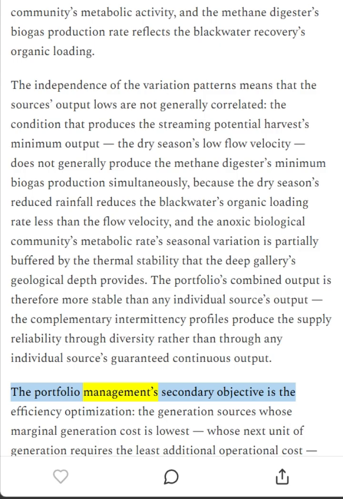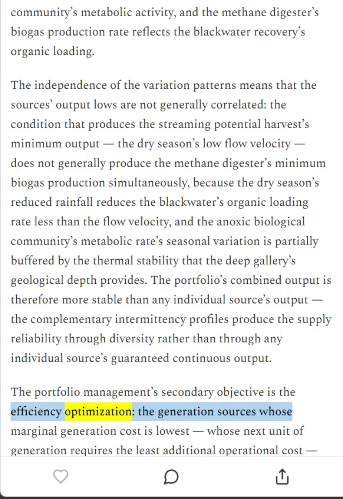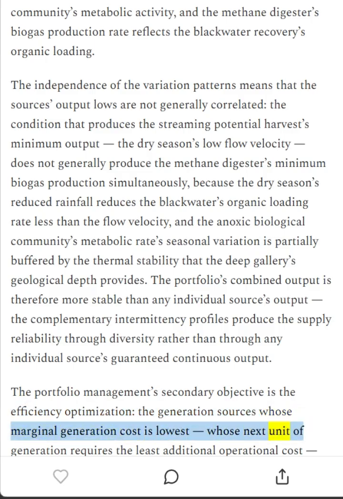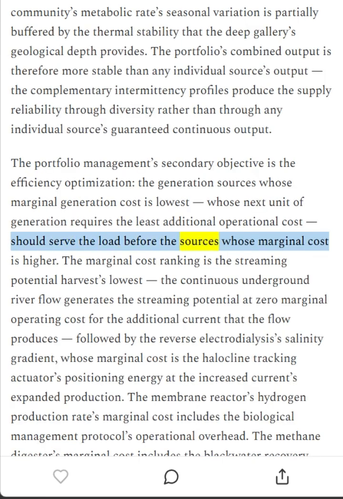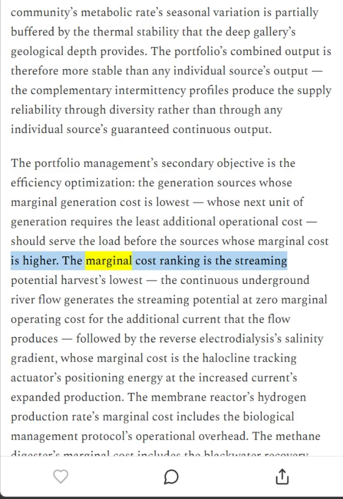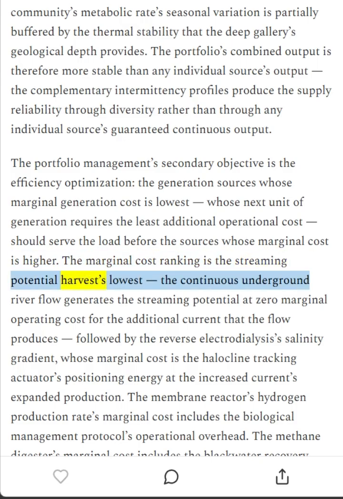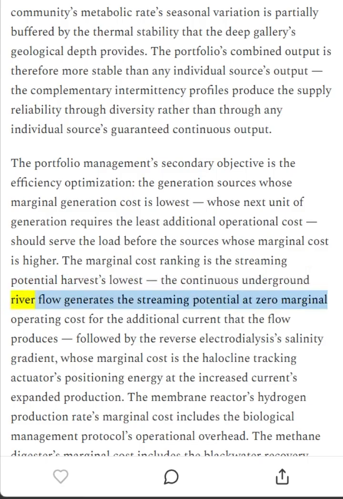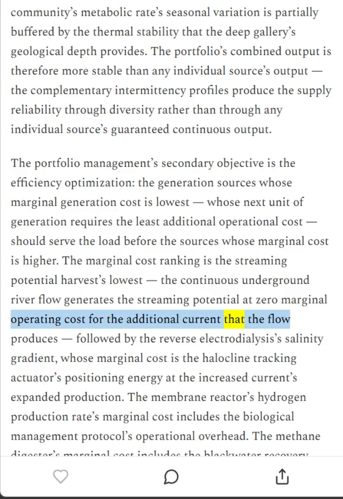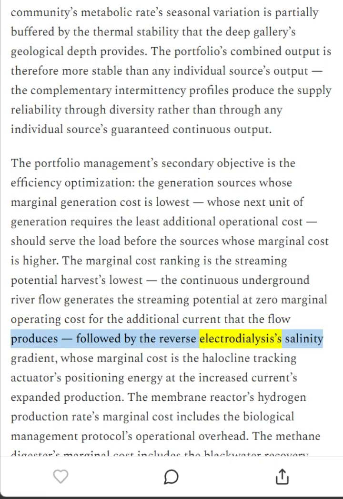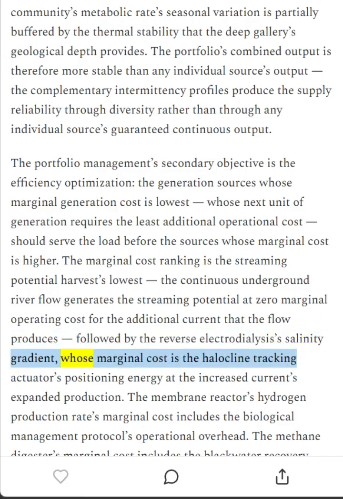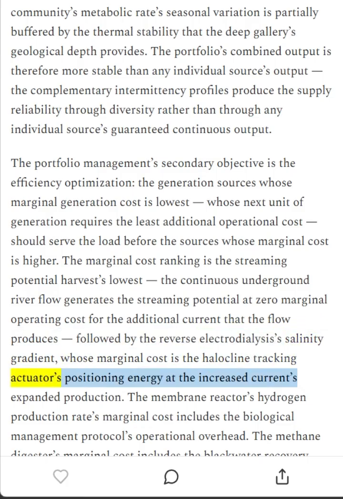The portfolio management's secondary objective is the efficiency optimization. The generation sources whose marginal generation cost is lowest, whose next unit of generation requires the least additional operational cost, should serve the load before the sources whose marginal cost is higher. The marginal cost ranking is the streaming potential harvest's lowest. The continuous underground river flow generates the streaming potential at zero marginal operating cost for the additional current that the flow produces, followed by the reverse electrodialysis's salinity gradient, whose marginal cost is the halocline tracking actuator's positioning energy at the increased current's expanded production.